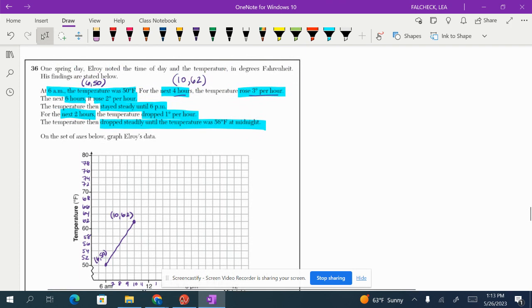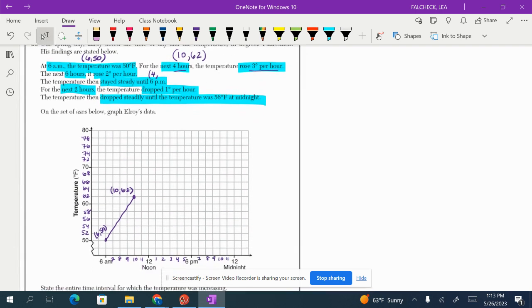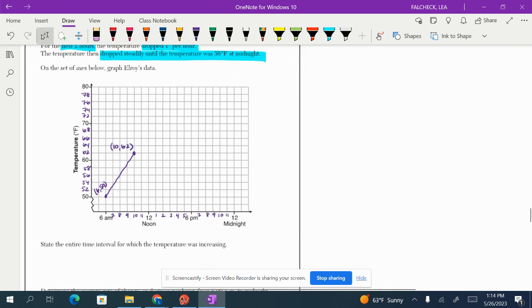All right, let's get the next point on the graph. So it looks like the next 6 hours. Okay, so now this is bringing us all the way to 4 p.m. It rose 2 degrees per hour. So it rose 2 degrees per hour for 6 hours. So that means we have a total degree increase of 12 degrees. So 62 plus 12 more is going to be 74 degrees. So at 4 p.m., it was 74 degrees. Let's go ahead and put that on the graph. At 4 p.m., it was 74 degrees.